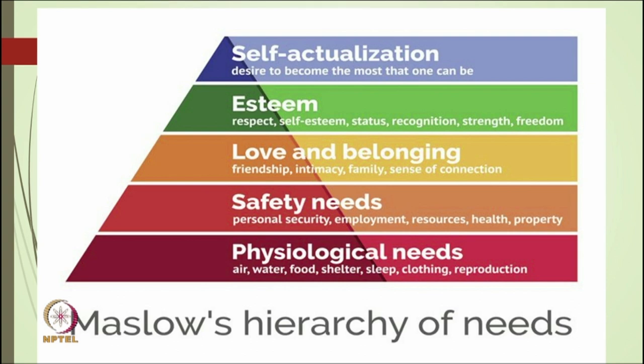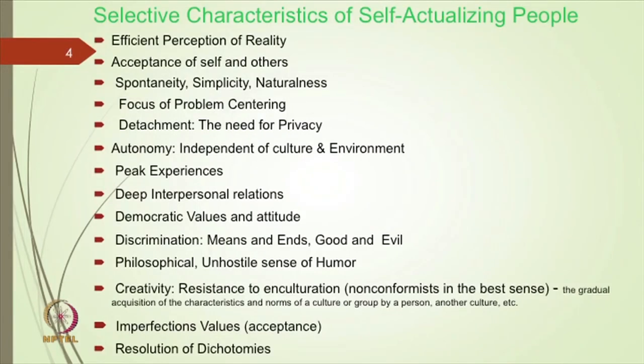So, once these needs are fulfilled at a certain level, then we think about esteem, self-esteem. So, our self-respect, self-esteem, status, recognition, strength, freedom, etc. After that, we have self-actualization. For self-actualization, to some extent we can say there are certain conditions. Our basic needs should be fulfilled, we should not have deficiency needs, and we should have self-esteem, and then only we have self-actualization. If we have that level, then these people have certain, very selected characteristics, but the condition for all these positive personality traits is that one should have reached the self-actualization level.